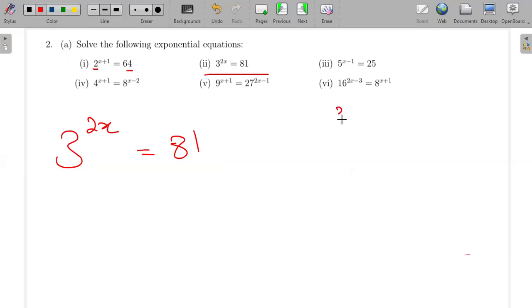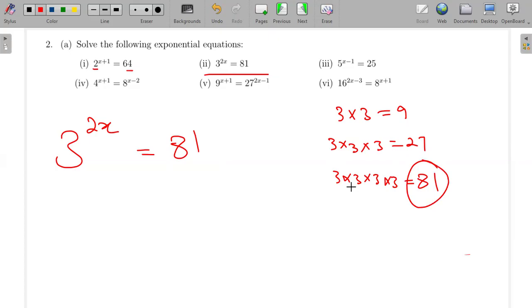Because if we do 3 times 3, this would be 9. If I do 3 times 3 times 3, this would be 27. If I do 3 times 3 times 3 times 3, this would be 81. So it means 81 is the same as 3 multiplying itself 4 times. So it would be 3 to the power 4, which is 81. So here where there's 81, I'm going to put 3 to the power 4. So this would be 3 to the power 2x is equal to 3 to the power 4.